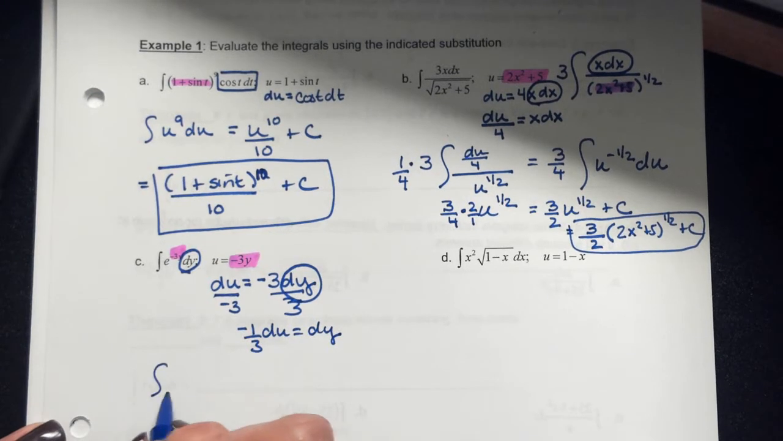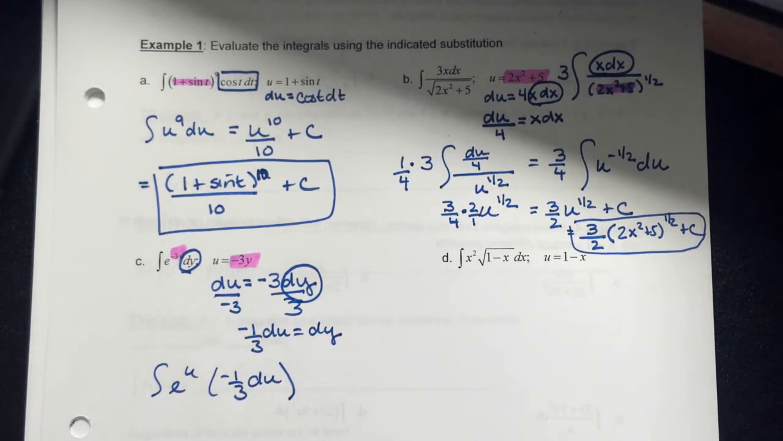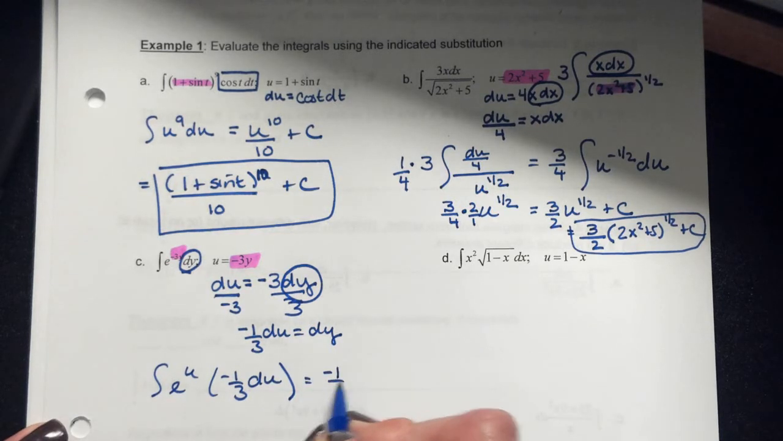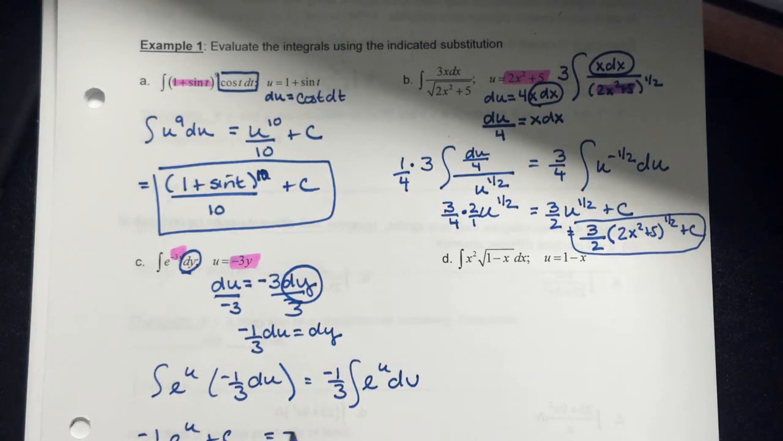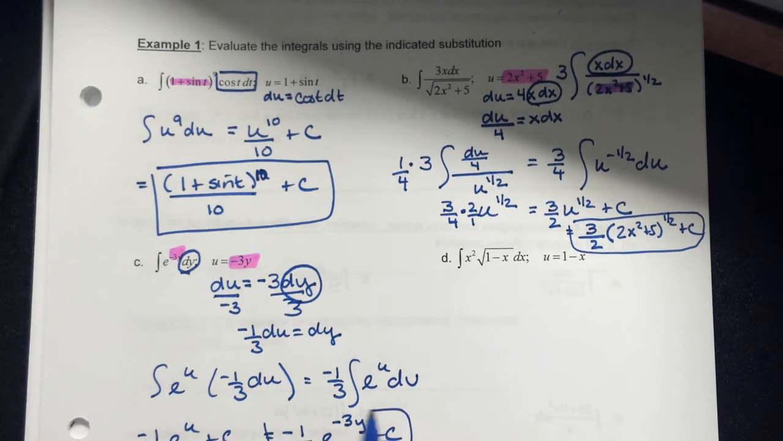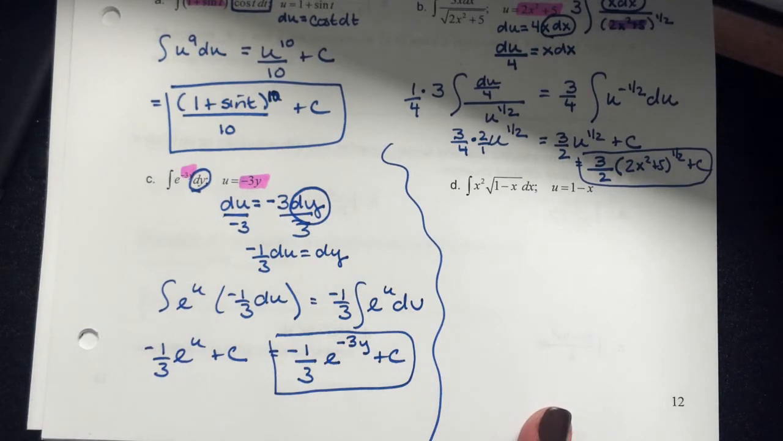So I can rewrite my integral as e to the u times negative 1/3 du. And then what constant can I pull out? Negative 1/3. So I have negative 1/3 times the integral of e to the u du. And what's the integral of e to the u? It's just e to the u. So negative 1/3 times e to the u plus c. Is that my final answer? Nope. So what do I replace u with? I replace it with negative 3y, plus c. Any questions, guys, on that particular u-sub?